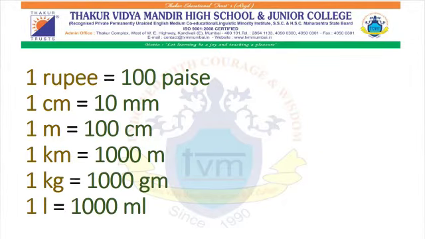Before we start with the problems of measurement, let us see a few things. 1 rupee is equal to 100 paise, 1 centimeter is equal to 10 millimeters, 1 meter is equal to 100 centimeters, 1 kilometer is equal to 1000 meters, 1 kg is equal to 1000 grams, and 1 liter is equal to 1000 milliliters. All these things you already know. Now we are going to apply them and do the conversions and solve.